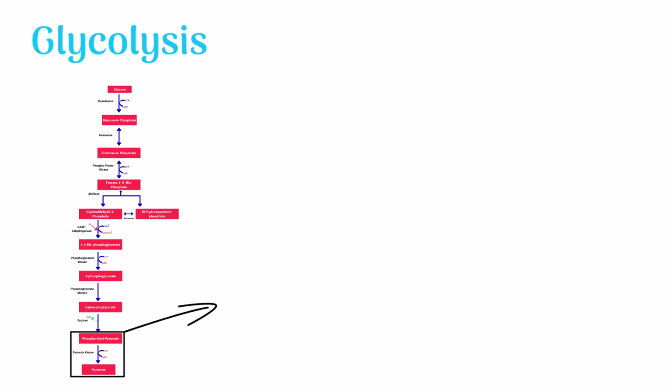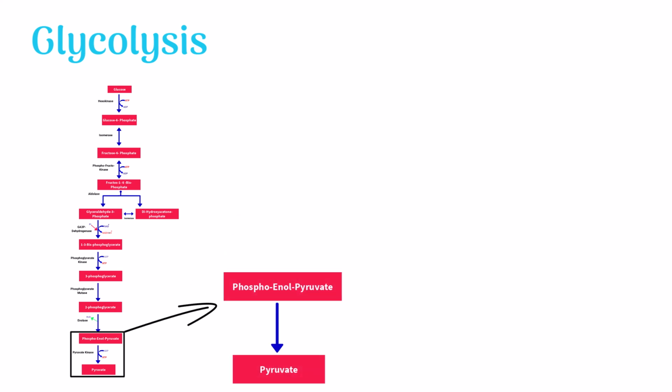In this last reaction, phosphoenol pyruvate is converted to pyruvate. Pyruvate kinase enzyme facilitates this reaction. An ATP molecule is produced in this reaction.